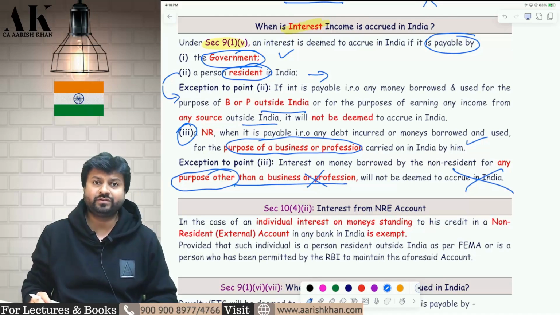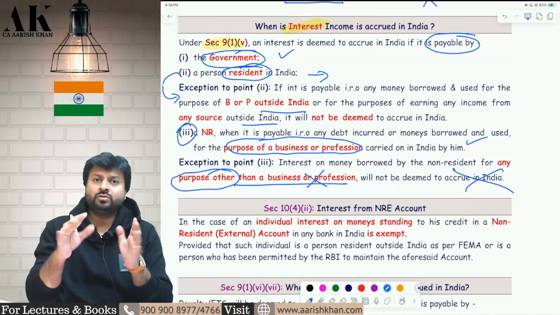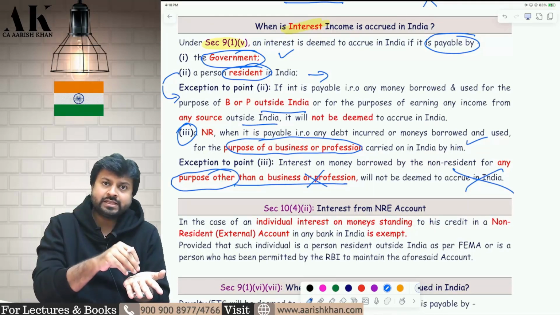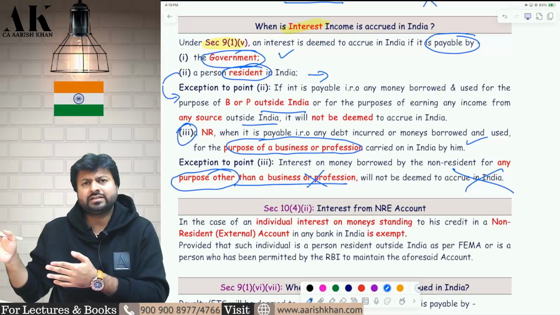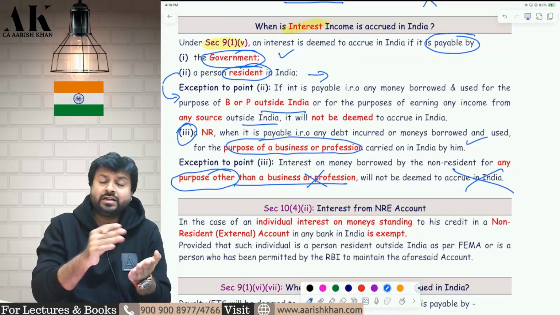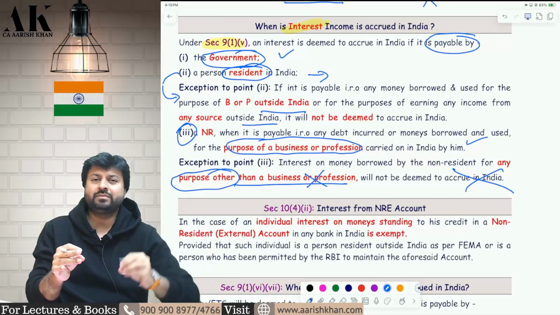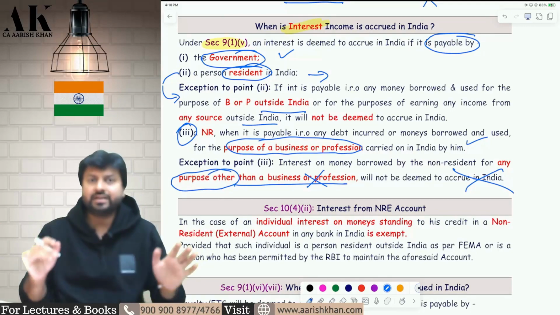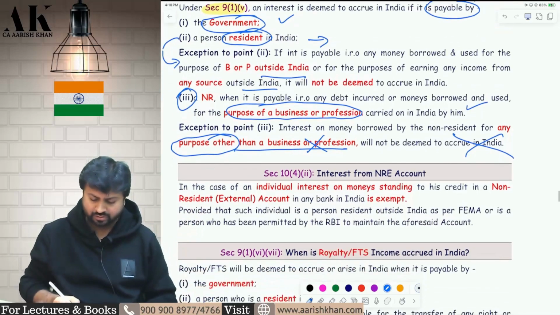I hope it is clear to all of you. So it all depends upon where that UK person is using that loan. If he's using that loan in India for business and profession, then the interest is accrued in India. If he's using that money in India for buying some debentures or shares of a company, it means for another purpose, then that interest will not be accrued in India. I hope it is clear to all of you.